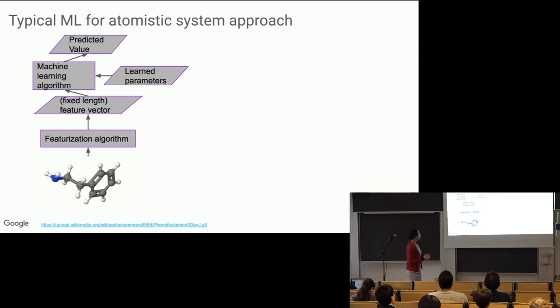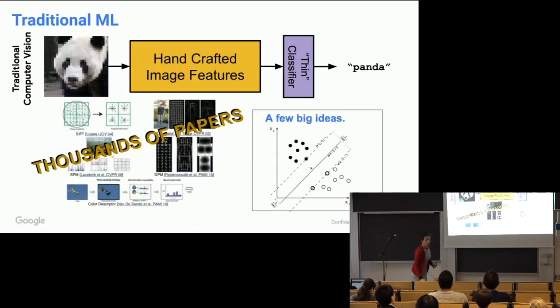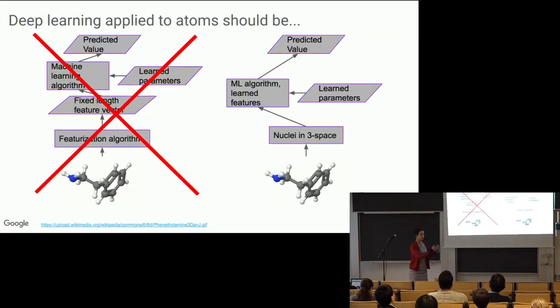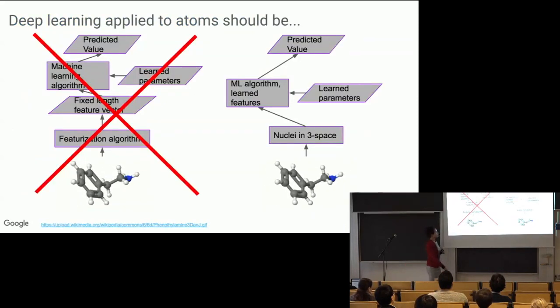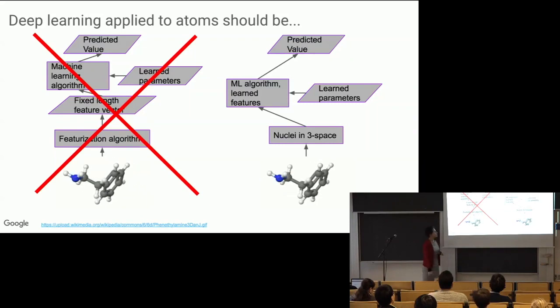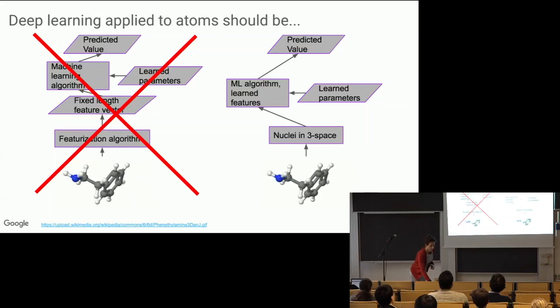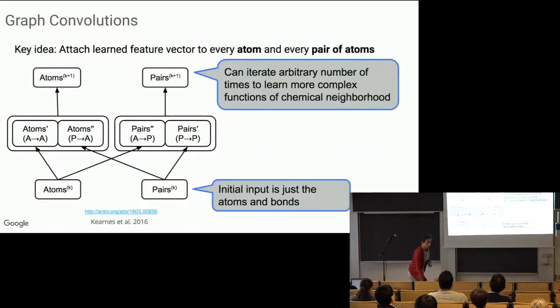Okay, so this is how people did things before. Of course, we had a revolution in building models on images, where people used to use handcrafted features, which they spent a lot of time working on, and they've since moved to these deep neural networks, which you can train end-to-end and which learn the features themselves. And so people, of course, have translated this idea to the space of small molecules, where you simply learn the representation as part of the machine learning algorithm.